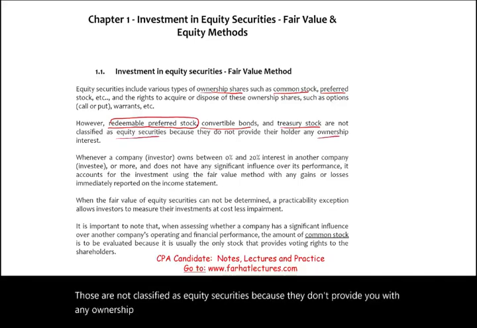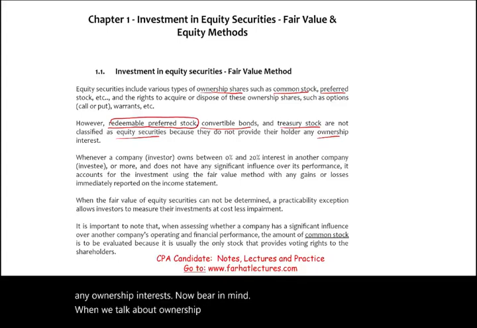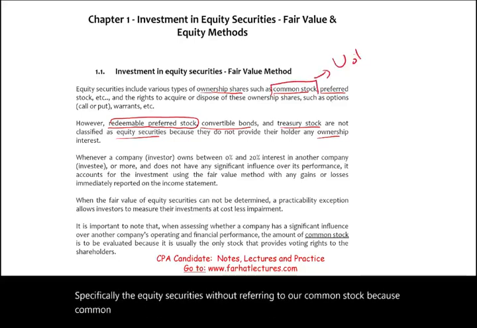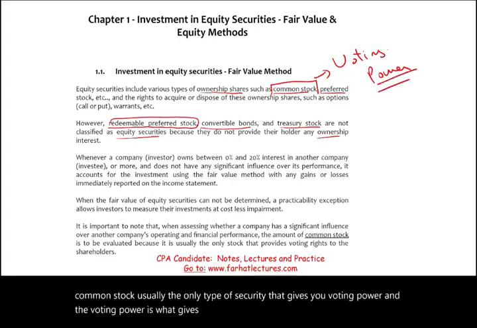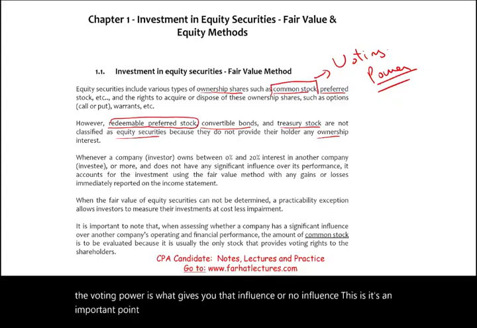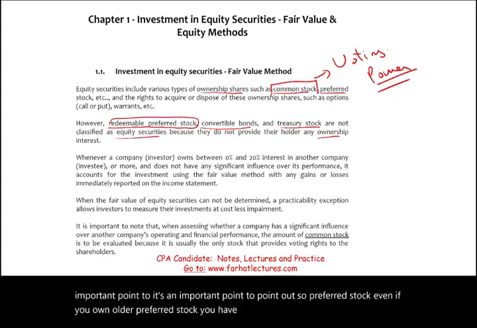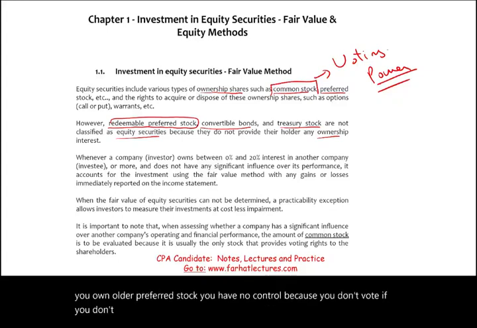Now, bear in mind, when we talk about ownership interests, specifically, the equity securities we are referring to are common stock, because common stock is usually the only type of security that gives you voting power. And the voting power is what gives you that influence or no influence. It's an important point to point out. So preferred stock, even if you own a lot of preferred stock, you have no control because you don't vote. If you don't vote, you have no say in the company.